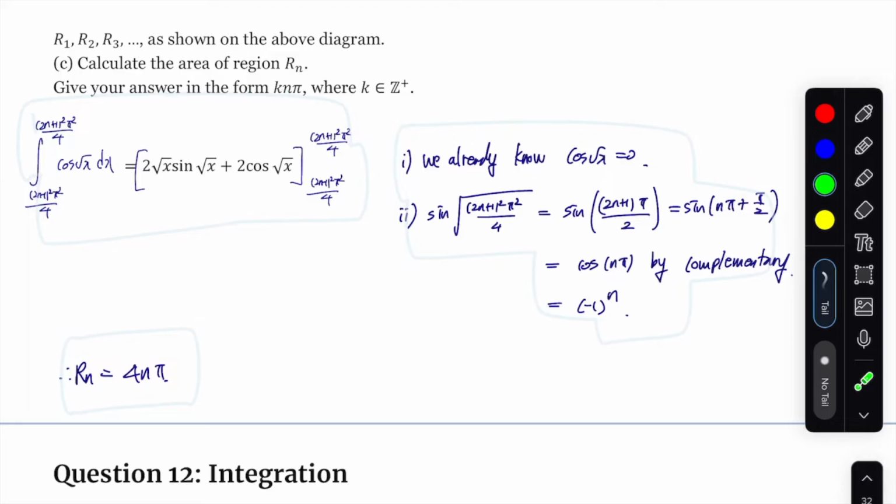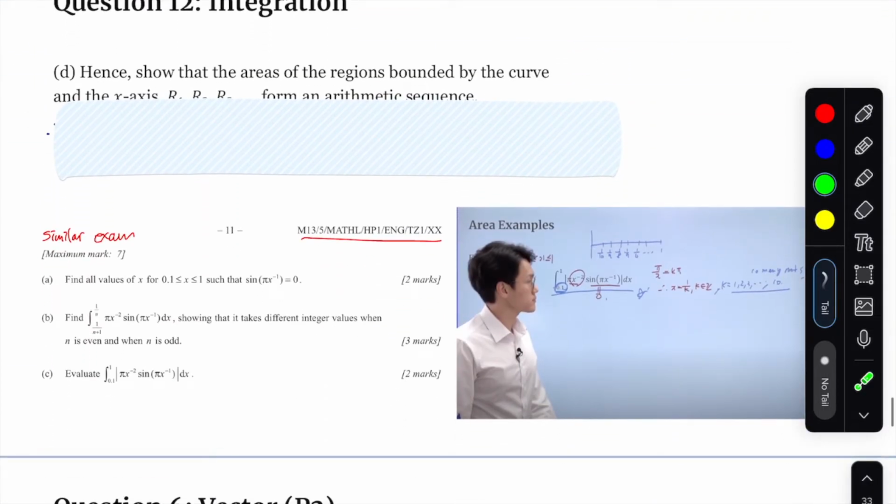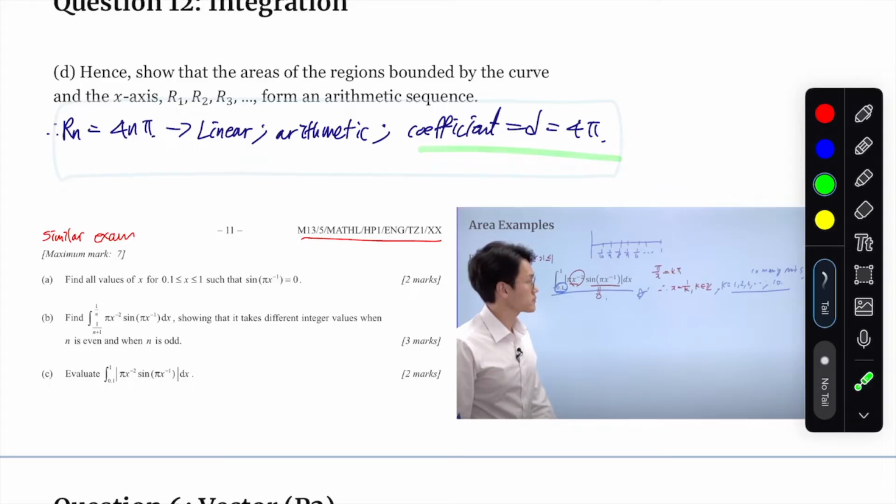The area under the consecutive roots of the function happens to be 4n pi, which appears to be an arithmetic sequence. How do we know it's an arithmetic sequence? For positive integer n, we are given the linear term 4n pi, where the gradient is 4 pi, which is equivalent to the common difference. So we can show that the common difference is 4 pi.